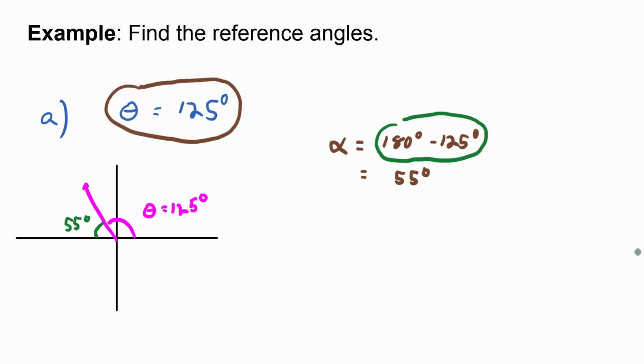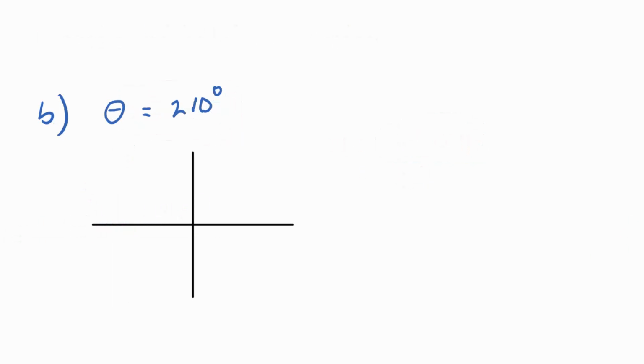Yes? How did you know it was in the second quadrant? Angles in the second quadrant, if you think about it, the angle straight up is 90 degrees. The straight angle is 180. And 125 is in between 90 and 180. So with a little bit of practice, right away you'll know which quadrant it is in just by looking at it. 210. 210 is in between what two angles? 180 and 270, which puts it in the third quadrant. Okay, go ahead and try and find the reference angle for 210 degrees.